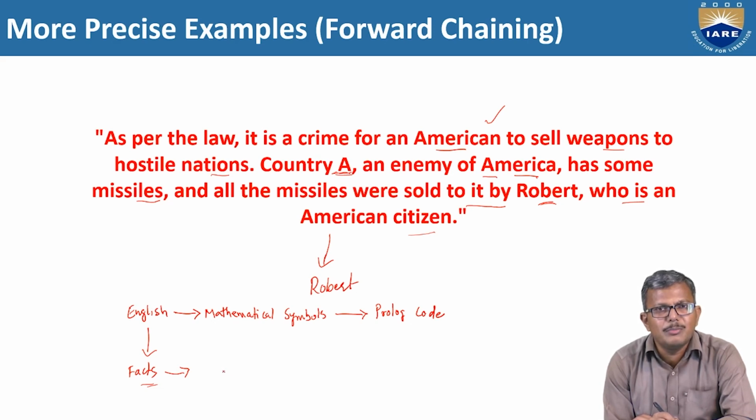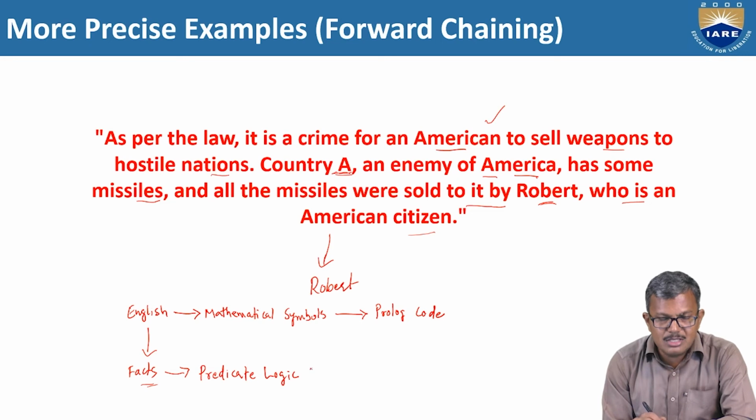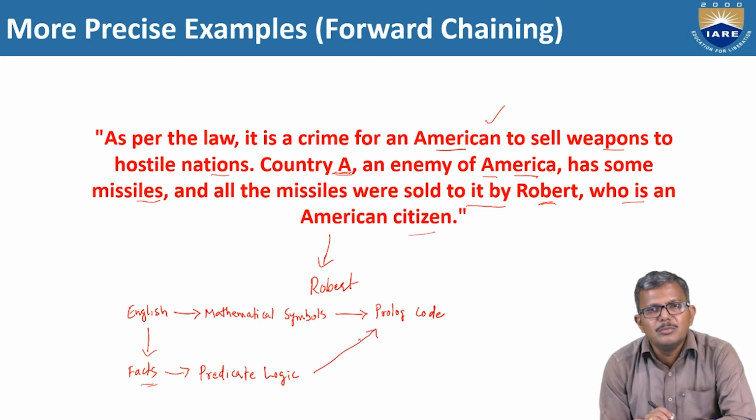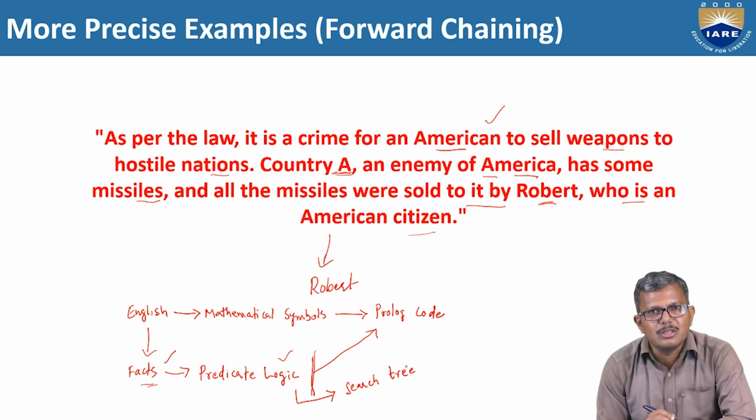But here we are not considering propositional logic. Why? Because we have some limitations in propositional logic. So we are taking the help of predicate logic, or otherwise first order predicate logic. Once this is ready, our next duty is to convert into Prolog code. But in this session, we are going to stick up to this particular point: converting the English representations into facts, converting these facts into predicate logic form, and next we will try to generate the search tree also. So how can we do it?